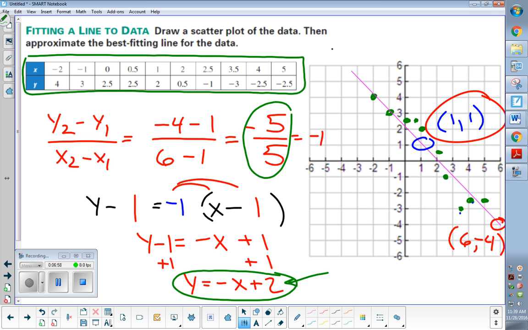Remember, this 2 right here is my y-intercept. So if we're just estimating, you could really just look at this graph and be like, hey, look, I'm pretty close to 2 right there. I'm guessing my y-intercept is going to be close to 2, and that's what I'm trying to do.